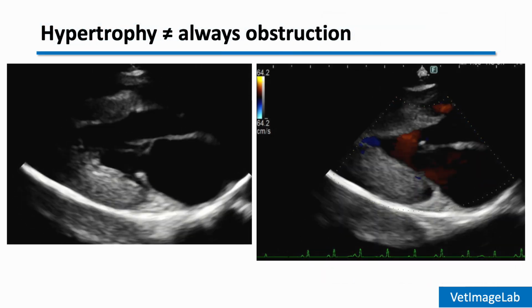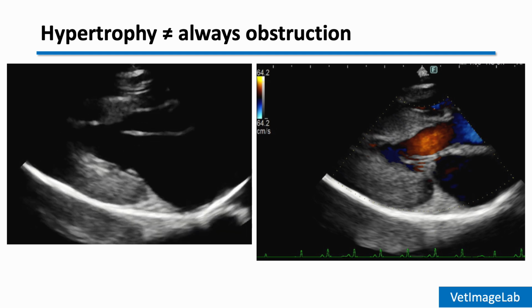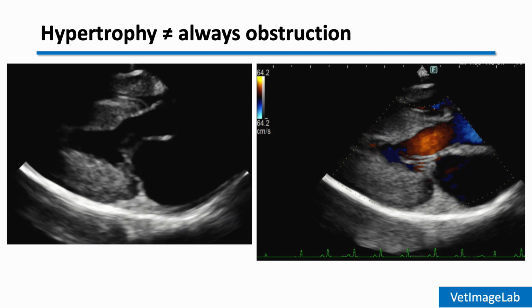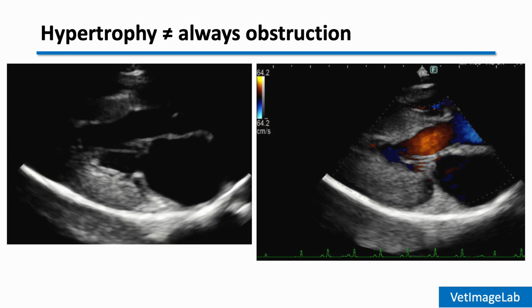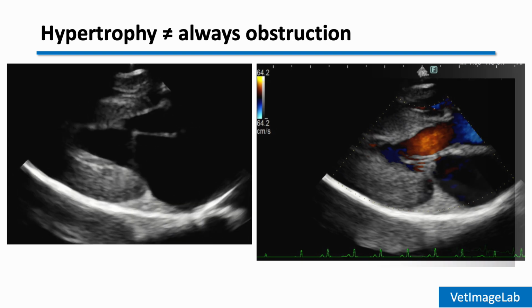Let me show you an example. In this cat, we can see left ventricular hypertrophy, but there is no evidence of blood flow obstruction on color Doppler image. You should carefully evaluate each case to determine whether LVOT obstruction is truly occurring.